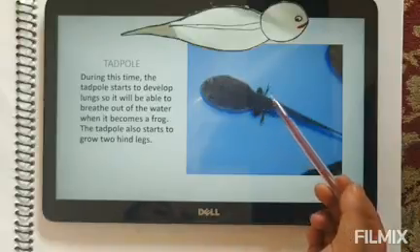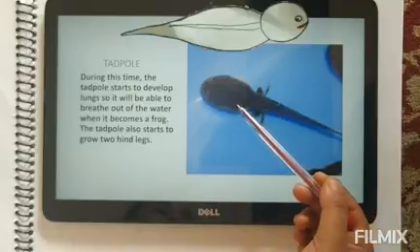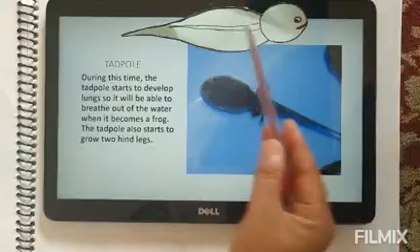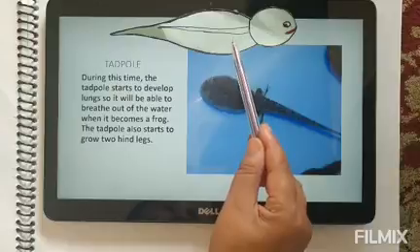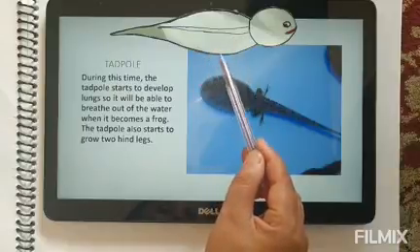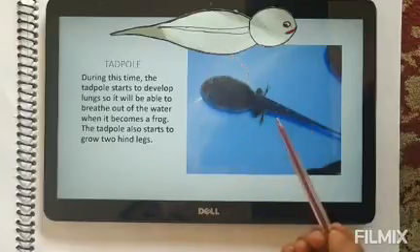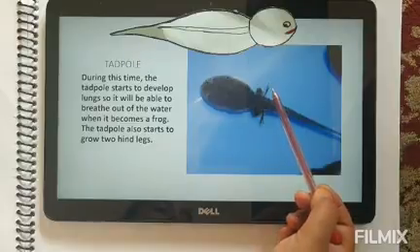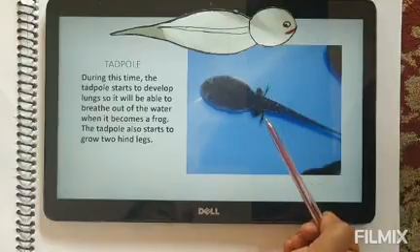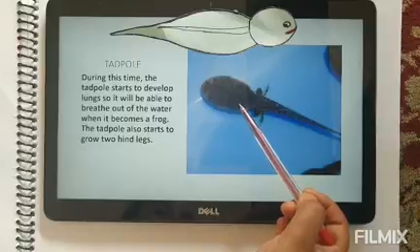So along with the legs, the lungs also develop. Okay, the tadpoles have gills. Remember that they have gills and they don't have legs, but these tadpoles will change into this. So in this stage, what is happening? Two legs are developing and the lungs are also developing. So that's quite interesting. Yes.